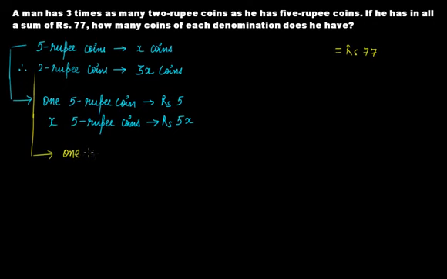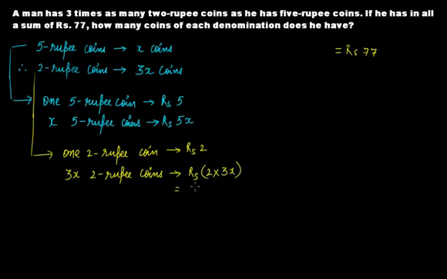And in this case, if one 2 rupee coin has the value of rupees 2, then what will be the value of 3x 2 rupee coins? That will be rupees 2 times 3x, right? That is rupees 6x. Okay, so this 6x plus 5x should be equal to what? 77. Should be equal to 77.